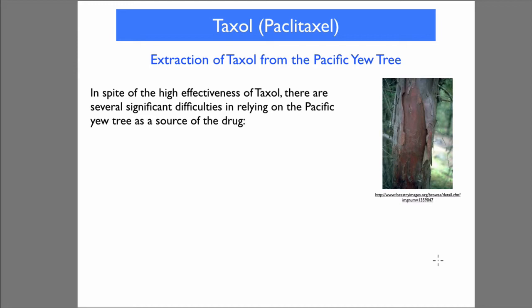Extraction of Taxol from the specific U tree. In spite of the high effectiveness of Taxol, there are several significant difficulties in relying on the specific U tree as a source of the drug. Obviously, it's a very, very low yield.